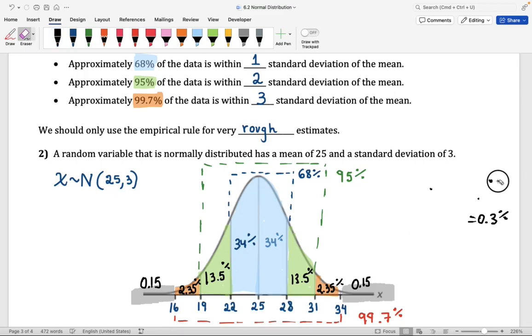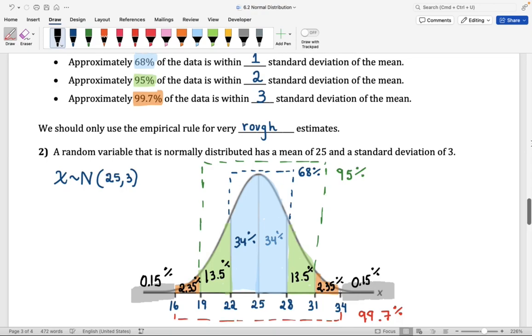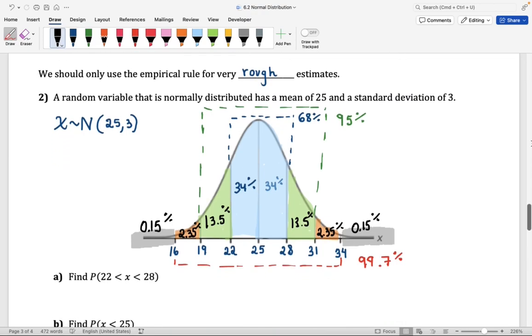So again, let me erase here. I want to make sure that I give you a clean version of the curve. One thing to emphasize here is that if we add all the percentages here, we should get 100%. With this visual, now we can answer the questions below.